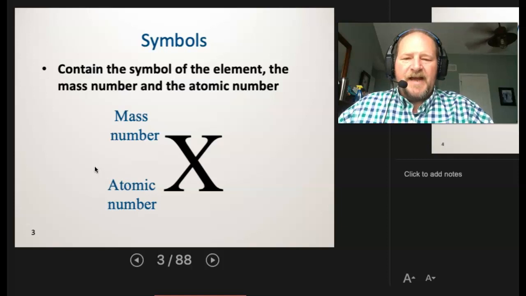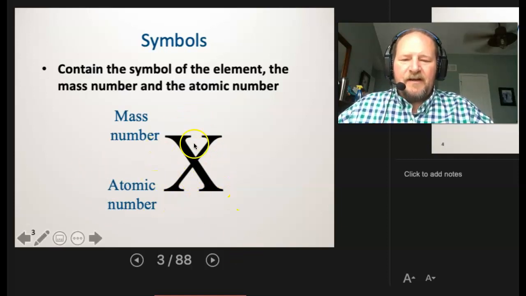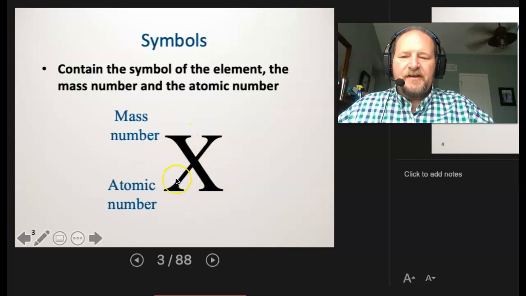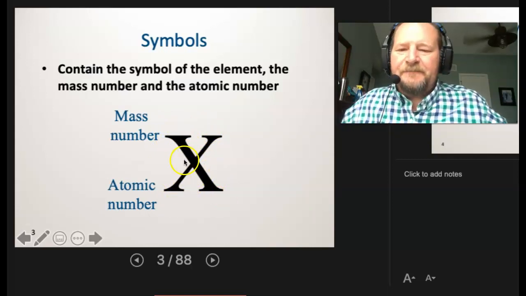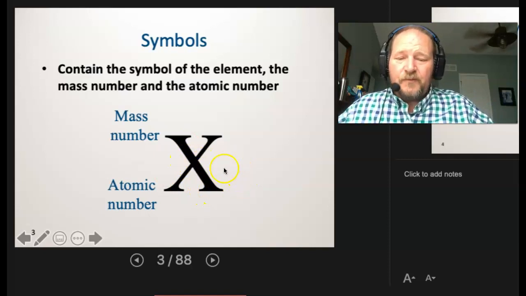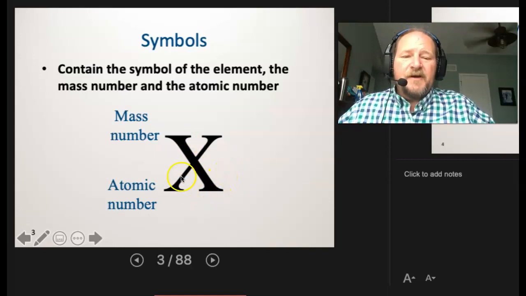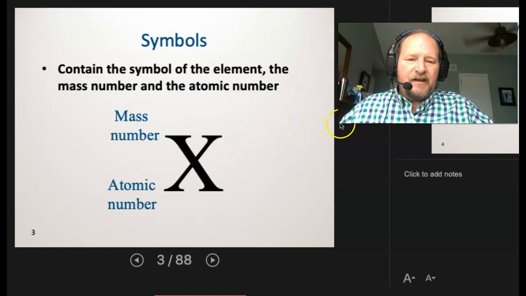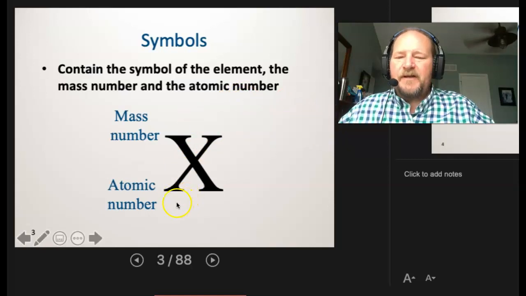So every element has a symbol. And the symbol consists of a capital letter followed sometimes by a lowercase letter. Okay, but a symbol always has a capital letter first. So in this case, we're looking at any symbol X here. And then of course, the second letter, if it's a two-letter symbol, would be a lowercase letter. This way we can tell when we have different elements lined up because we'll have a capital letter differentiating each element or each atom that's in that formula.